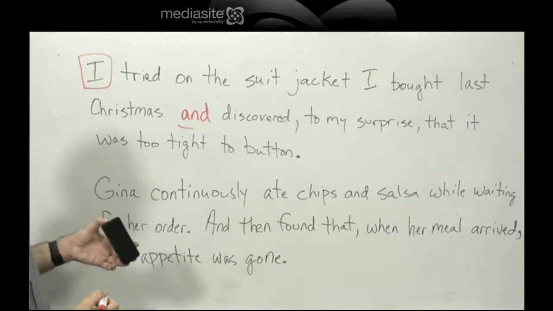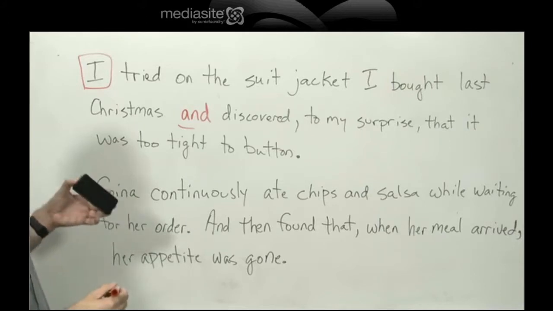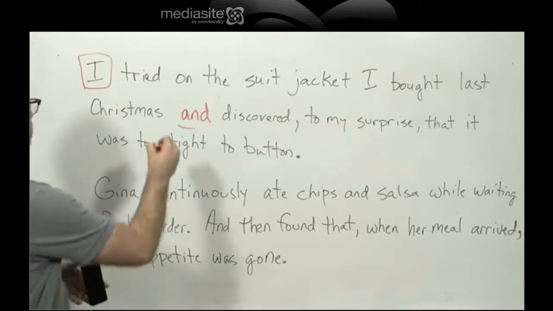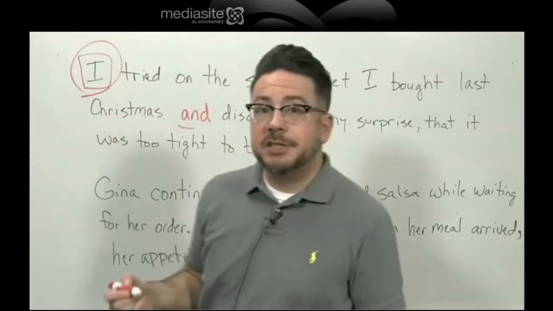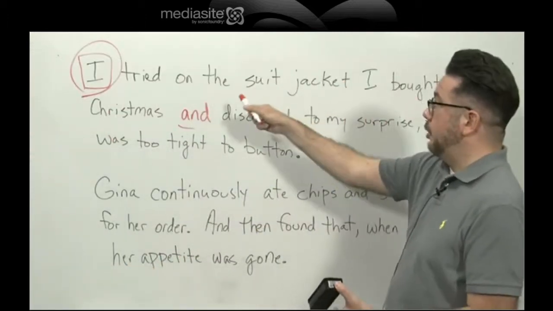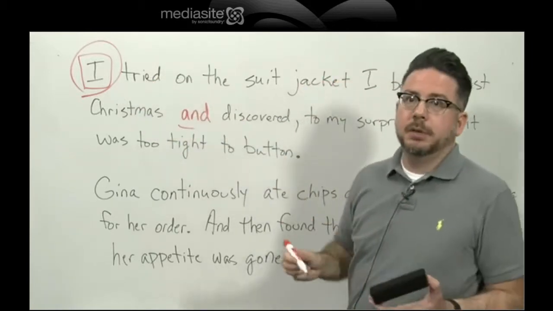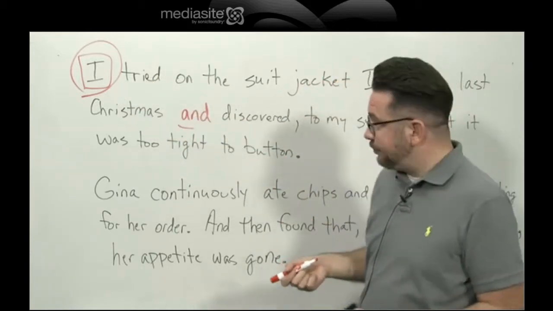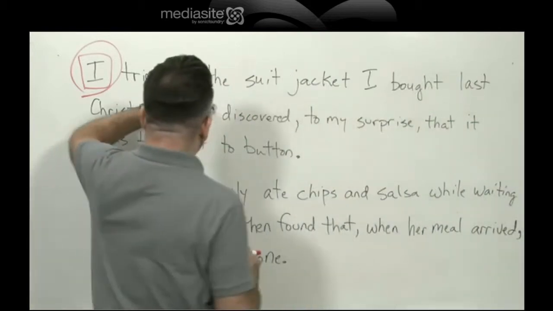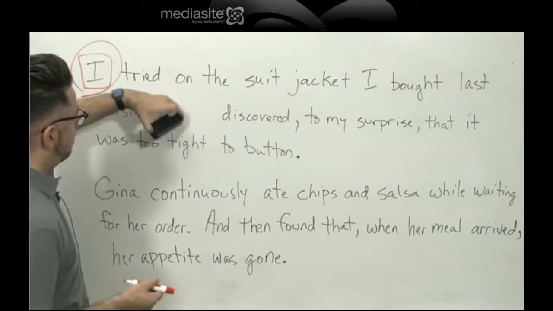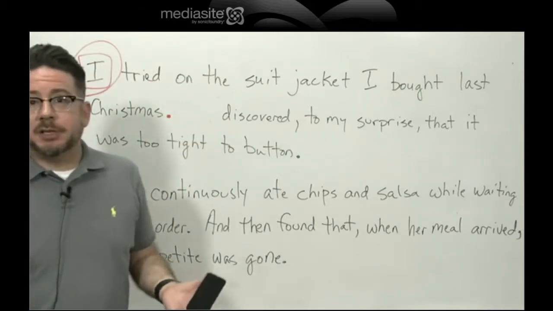I tried on the suit jacket I bought last Christmas and discovered to my surprise that it was too tight to button. Now the I at the beginning of the sentence does serve as the subject for both verbs. I tried, I discovered, because it's all one sentence. Now there is another way that we could correct this. We could take out that joining word, replace the period here, and add in the subject that's missing.